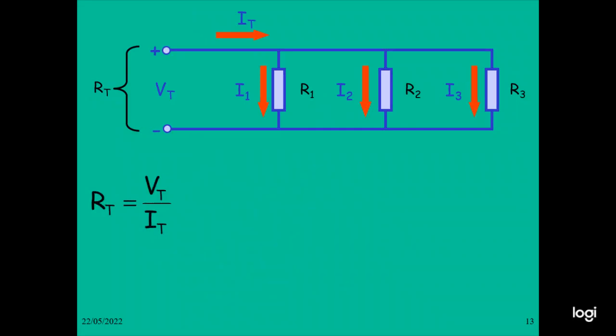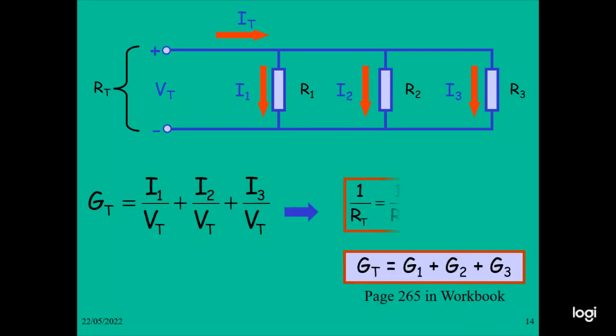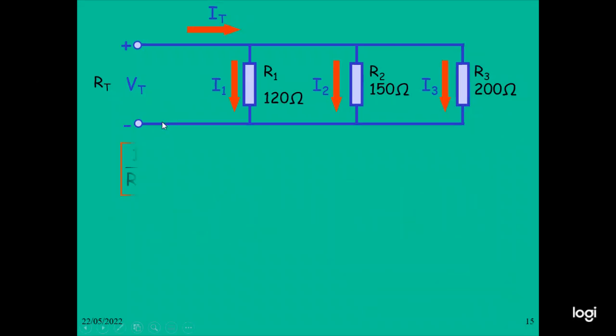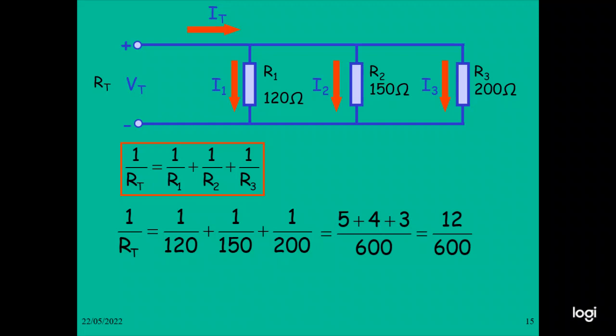R is VD by ID, you can find out. Therefore, RD equal to VD by I1 plus I2 plus I3. So this is the resistance calculation. GD equal to I1 by V1 plus I2 by V2 plus I3 by V3. Then GD equal to G1 plus G2 plus G3, or 1 by RT equal to 1 by R1 plus 1 by R2 plus 1 by R3. This is the relationship. Then we can find 1 by RT equal to 1 by 120 plus 1 by 150 plus 1 by 100, you get 12 by 600. So this is 1 by 50. Therefore, RT equal to 50 ohm.